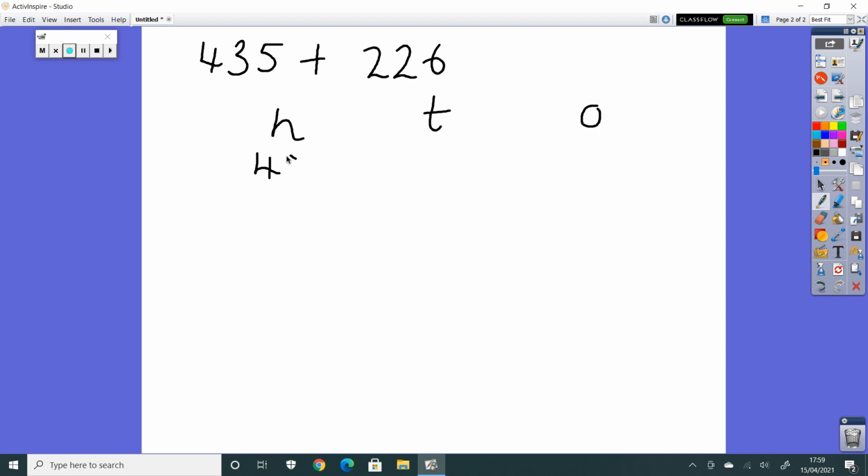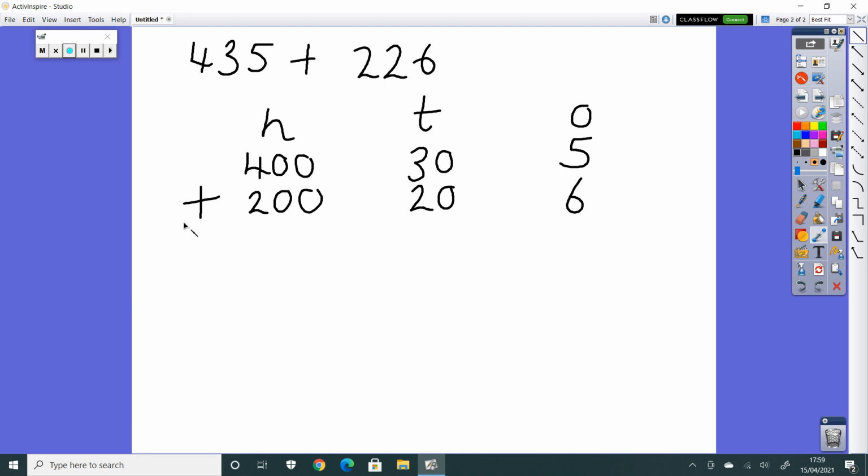Now, when the calculations get a little bit more complicated, we still continue with the same method. But for example, if we were adding 435 to 226, we would partition into hundreds, tens and ones values in the same way. So we would have 400, 30 and 5. And then the other 3-digit number, 200, 20 and 6. Again, insert the symbol and a nice straight line between the calculation and the answer.